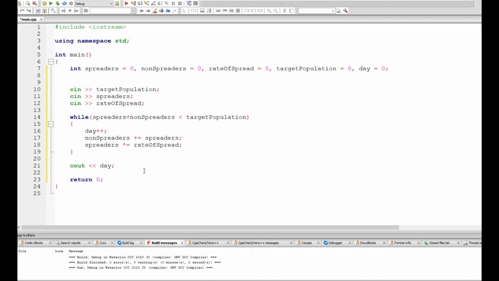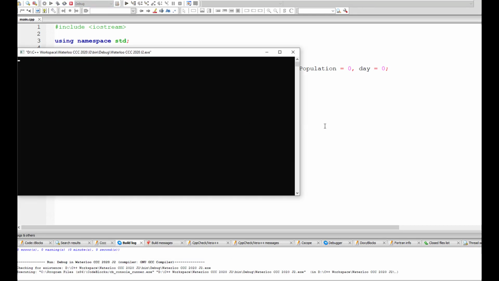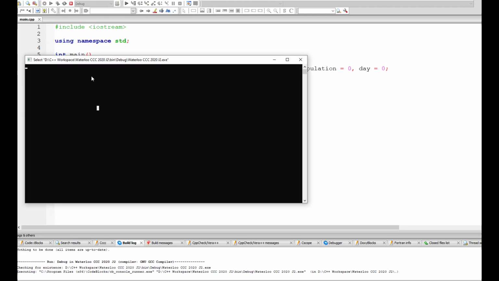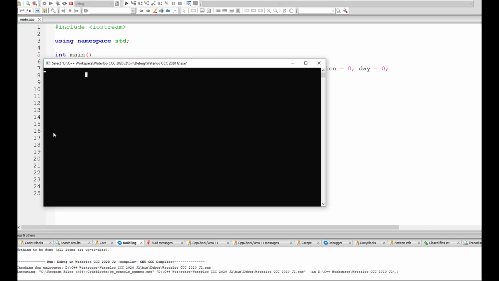Okay, and let's test it out. In the example, the first sample they gave us was 750, 1, 5, and the answer should be 4. Yeah, that's right. And in the second example they gave us, the inputs were 10, 2, 1, and the answer should be 5. Oh, 4. Okay, let's take a look and see what happened.